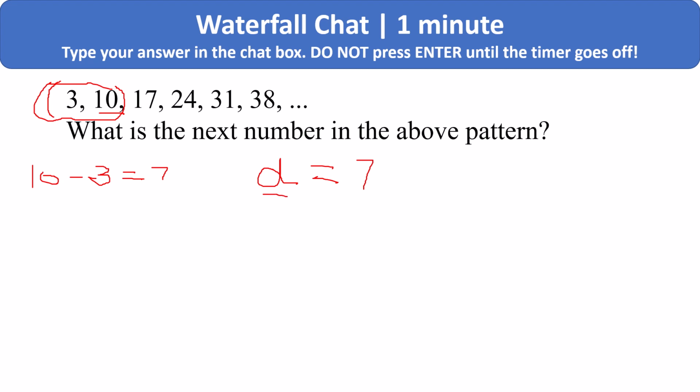Now take that difference and add it to each term to see if this is a true arithmetic sequence. So in other words, is 10 plus 7 equal to 17? Is 17 plus 7 equal to 24? Is 24 plus 7 equal to 31? And is 31 plus 7 equal to 38? So the answer is yes. So it is an arithmetic sequence. And so to get the next number, we would add 7 to 38 to get 45.